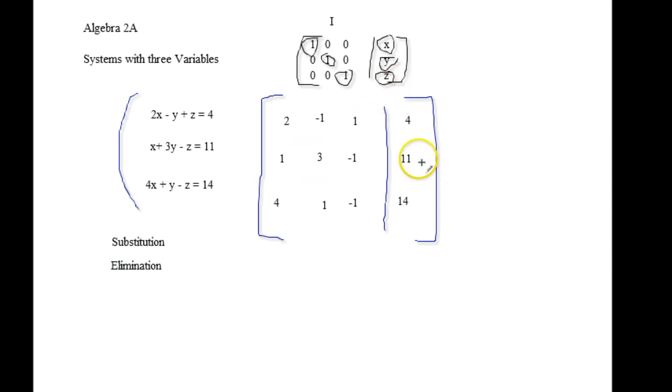So real fast, what you're going to do is just mess around with it, and some people might do it differently. I'm going to switch rows 1 and 2. Okay, that's going to be my first step.